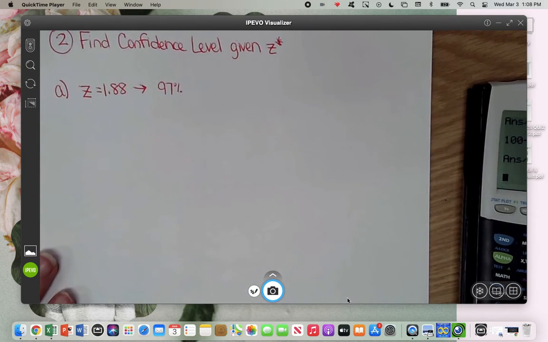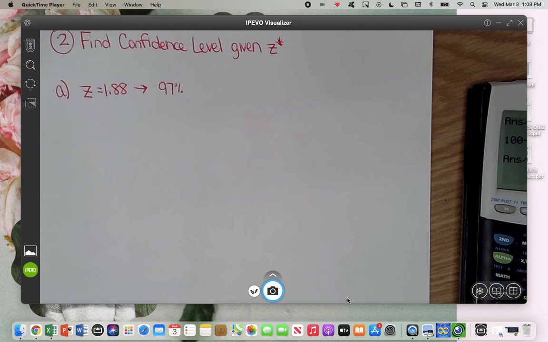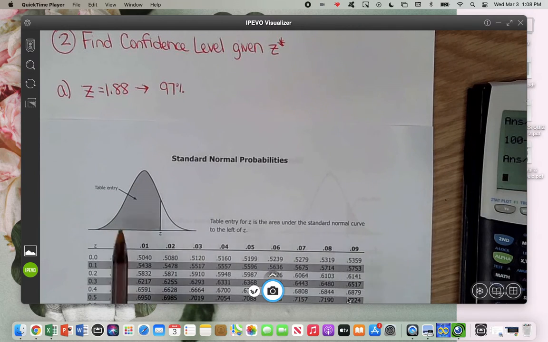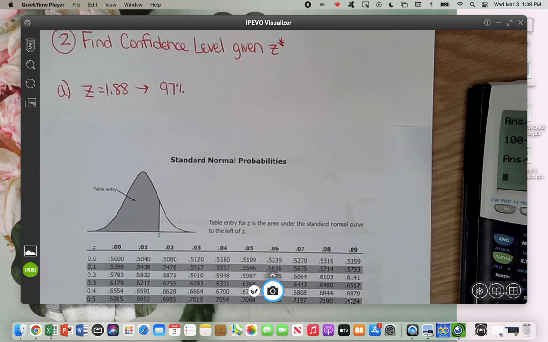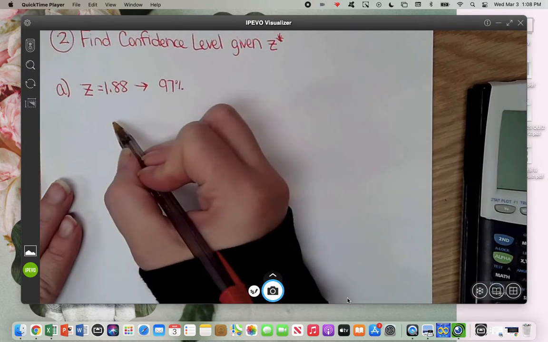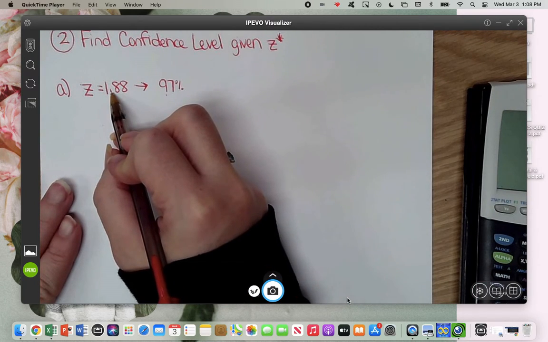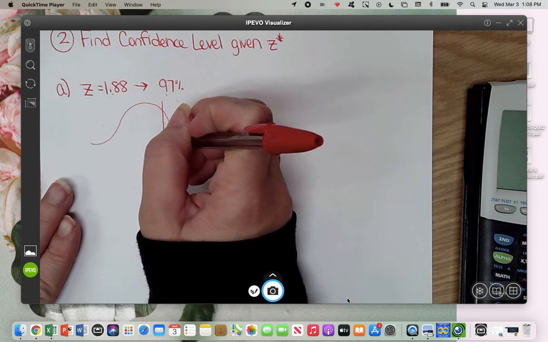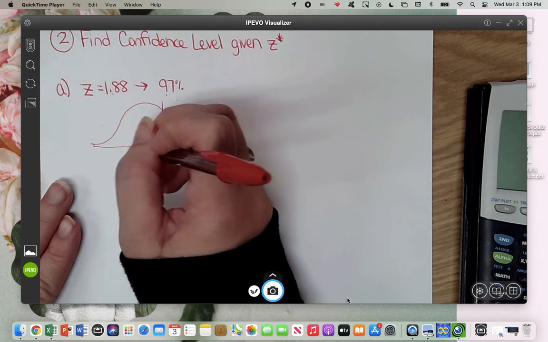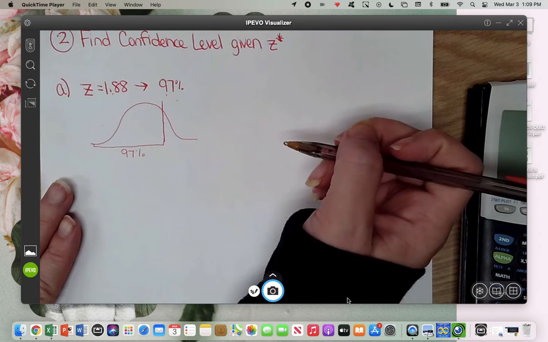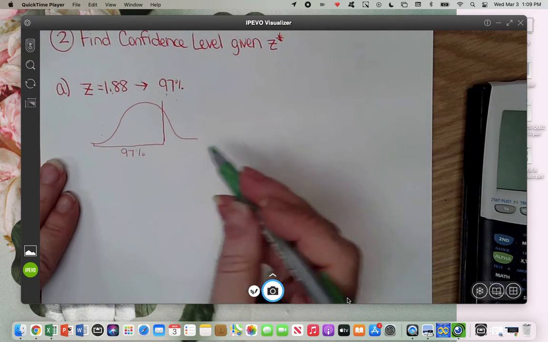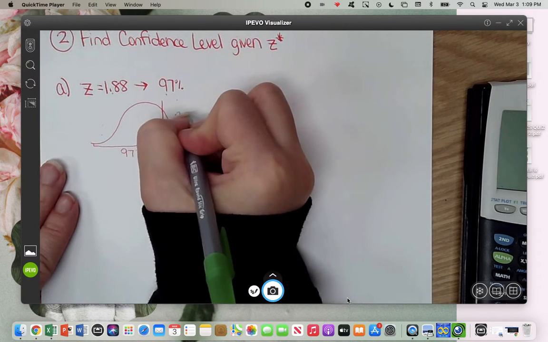Now, I want you to know that that is not the confidence level. And here's the reason why. If you remember from that picture, the chart includes the tail. Your confidence level does not. So let's just look at this. The z-score 1.88 does correspond to 97% on the chart, but that means that the whole entire thing here is 97%. So just ask yourself, if this is all 97, what is this right tail? If all of this makes 100, this is 3%.